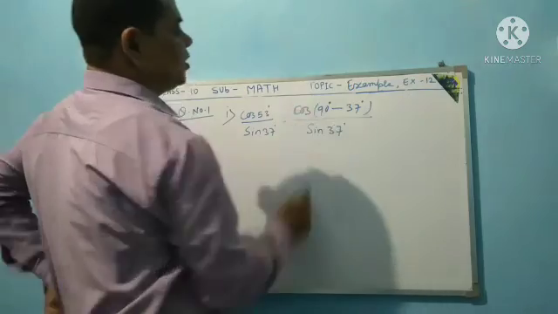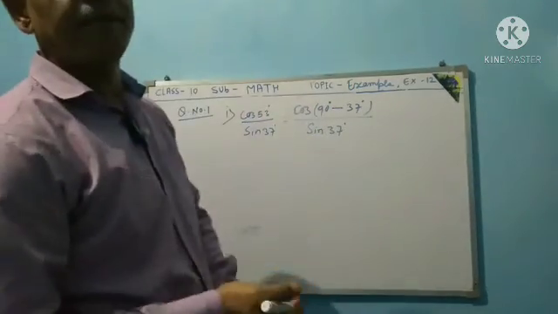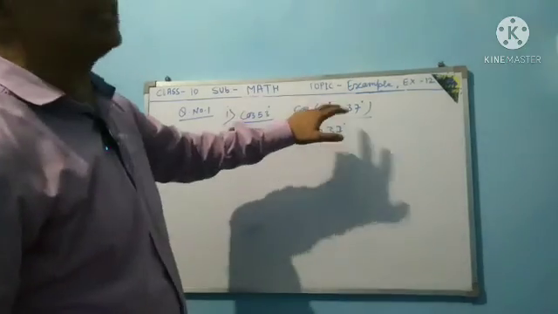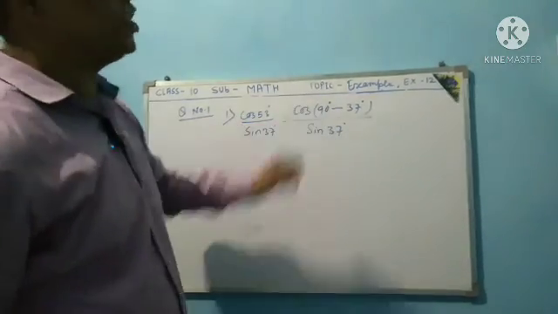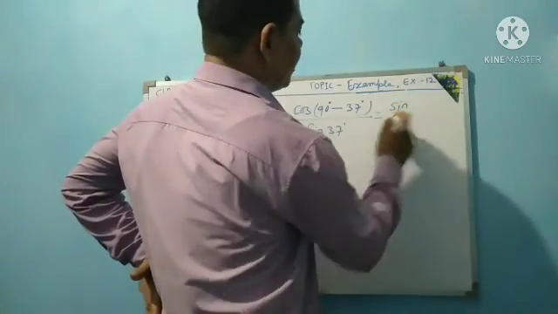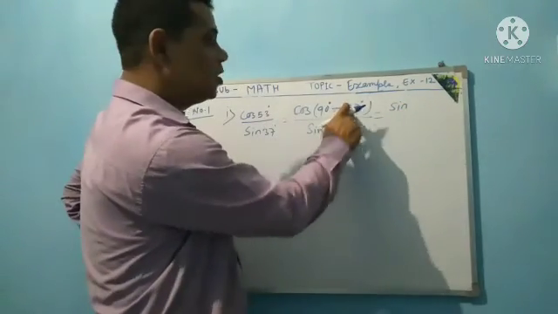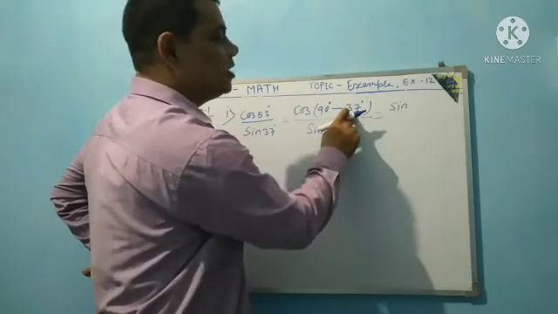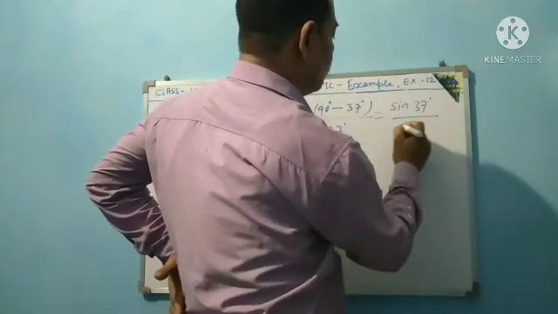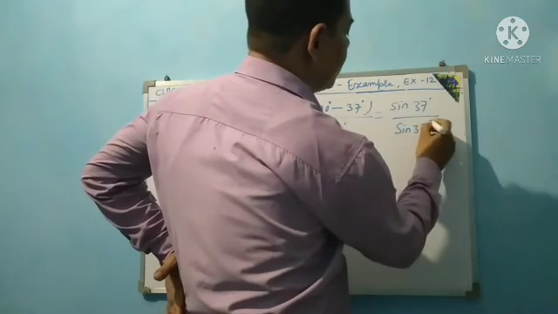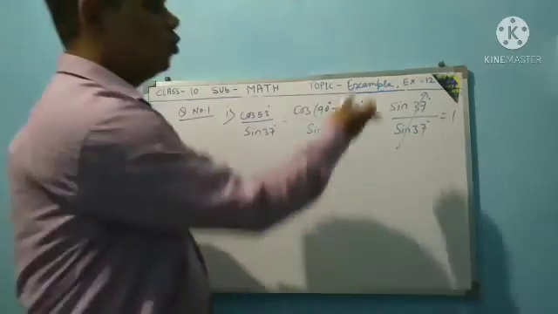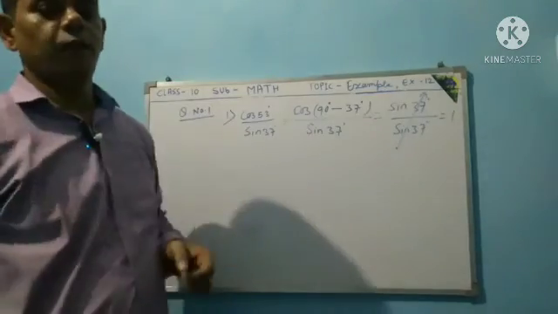So in cos 90 minus 37, first quadrant, 90 degree change, so cos changes to sin. So sin, that is the term of theta, so sin theta with theta equal to 37 degree. So sin 37 divided by sin 37 degree is 1. So that answer is 1.